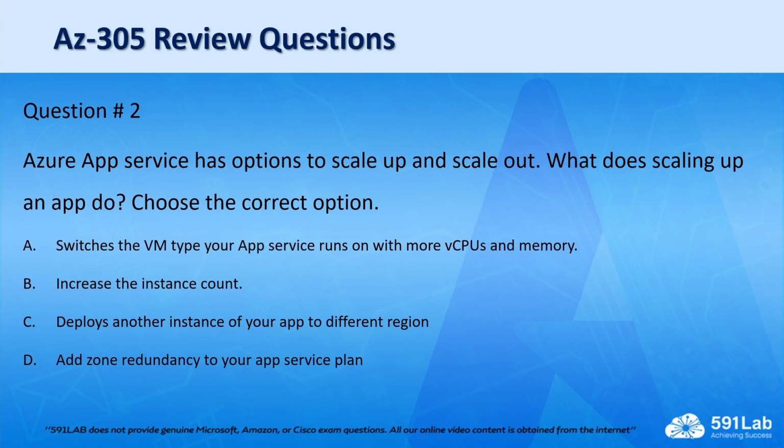Switches the VM type your app service runs on with more CPU and memory. So I think this is our clear winner, option A. However, let's look at other options as well. Answer option B says increase the instance count. Then we have deploys another instance of your app into a different region and add zone redundancy to your app service plan. No, all these three options are not part of scaling up operations. Scaling up is about increasing more CPU and compute resources to the VM.